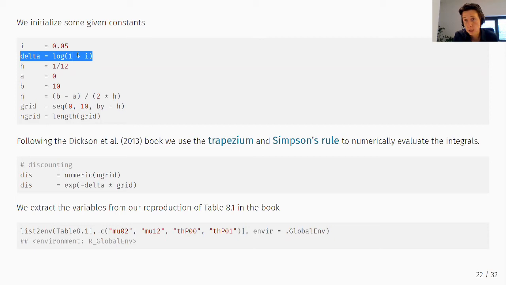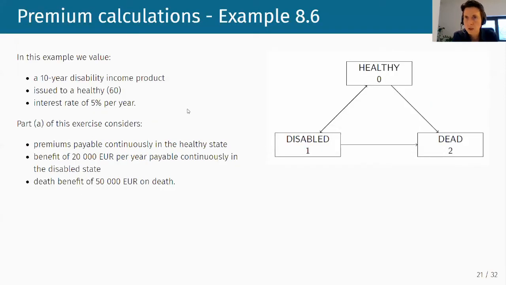The reason I do that is because I need to value this product in a continuous way, because it's given that premiums are payable continuously, the disability benefit is paid continuously, and so on and so forth. So I need to work in a continuous time setting. So I need the force of interest. I define my step size, again, 1/12. I'm going to run here over a 10-year period. The reason for that is that it's a 10-year disability income product.